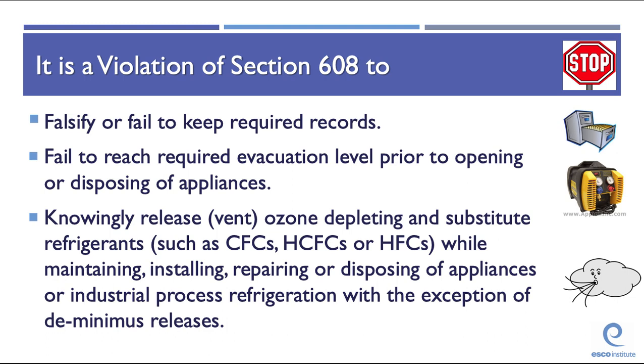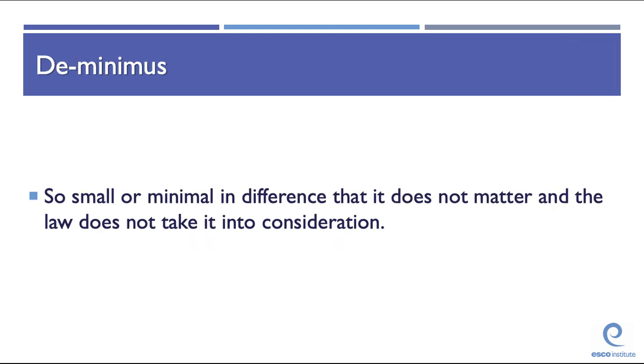It is a violation of Section 608A to falsify or fail to keep required records, fail to reach required evacuation levels prior to opening or disposing of appliances, or knowingly release or vent ozone depleting and substitute refrigerants such as CFCs, HCFCs, or HFCs while maintaining, installing, repairing, or disposing of appliances or industrial process refrigeration, with the exception of a de minimis release. De minimis is defined as so small or minimal that it does not matter and the law does not take it into consideration.